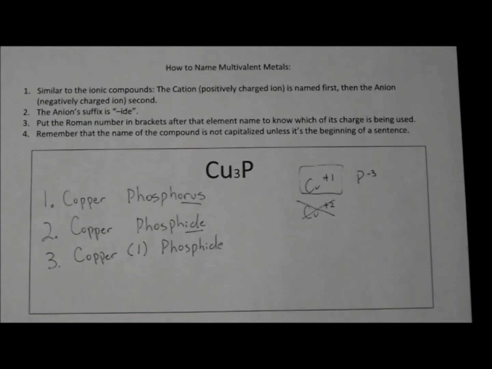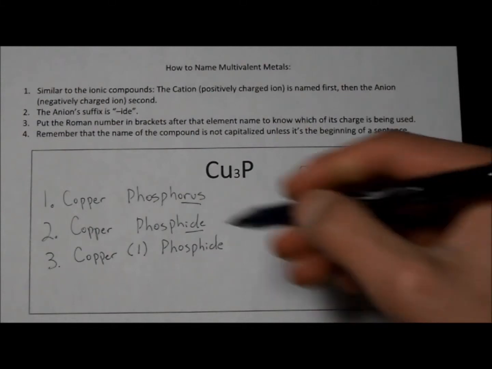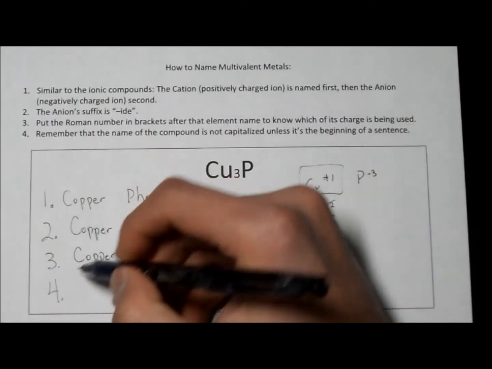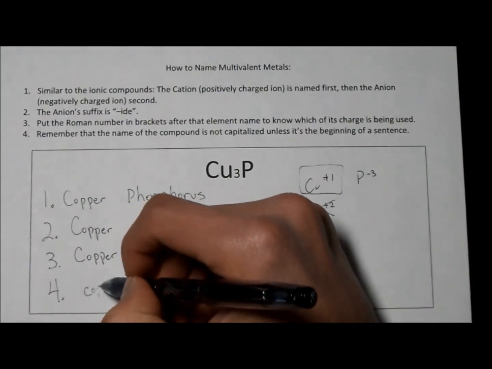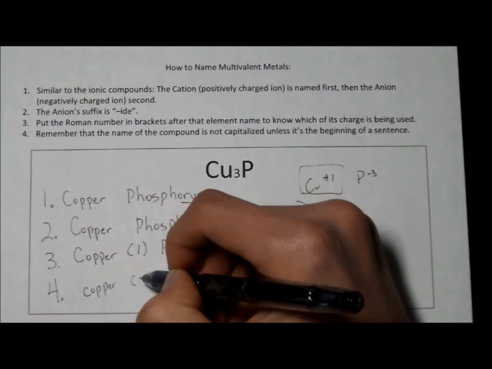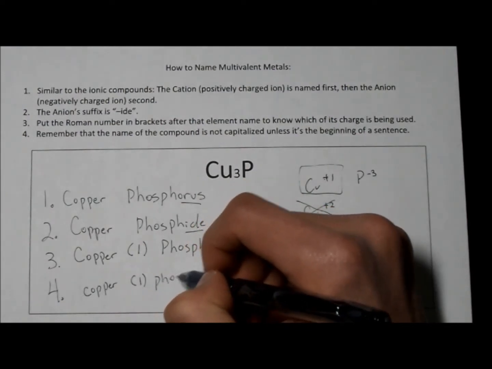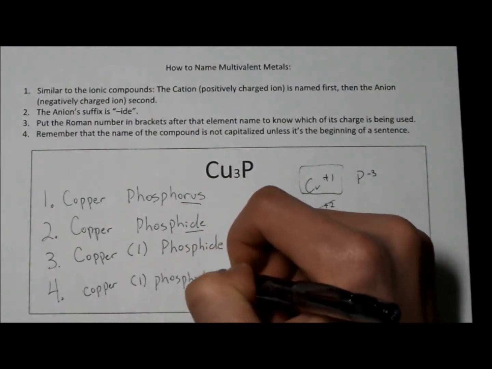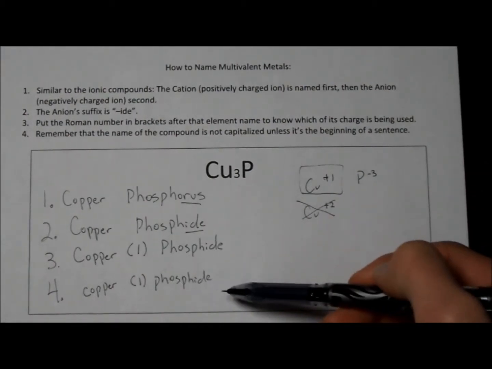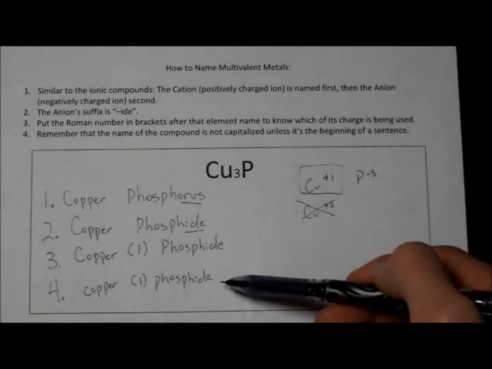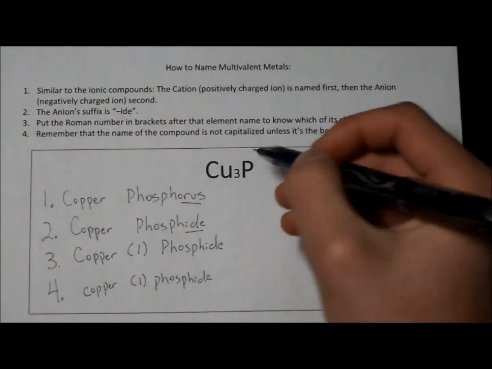And the fourth step is just a helpful reminder that when you're writing the name of the compound, it is not capitalized unless it's at the beginning of the sentence. So the capital C becomes lowercase, keeping the Roman numeral, and the capital P becomes a lowercase p. And copper(I) phosphide is the multivalent metal name for Cu3P.